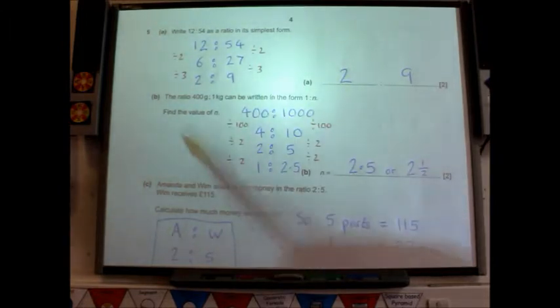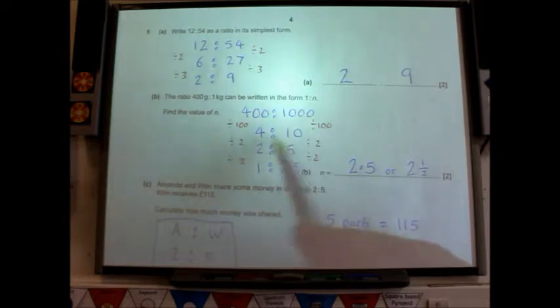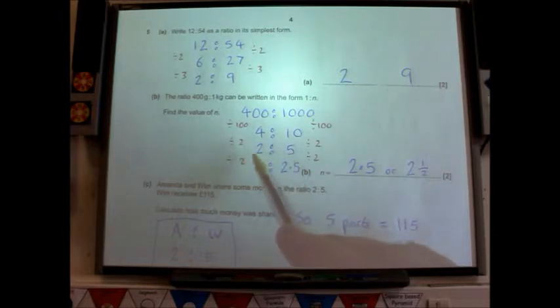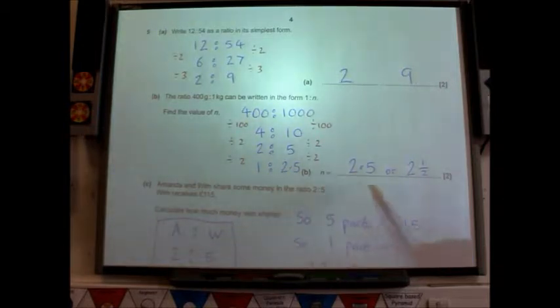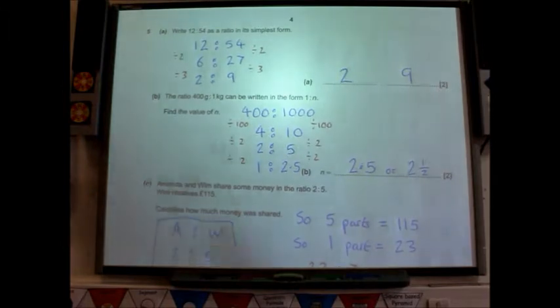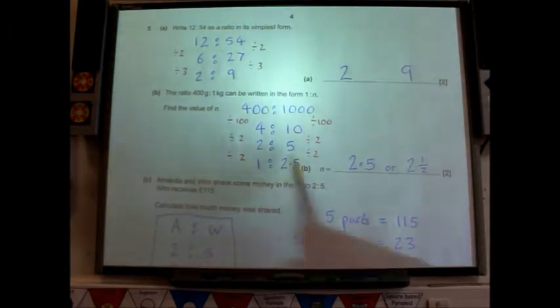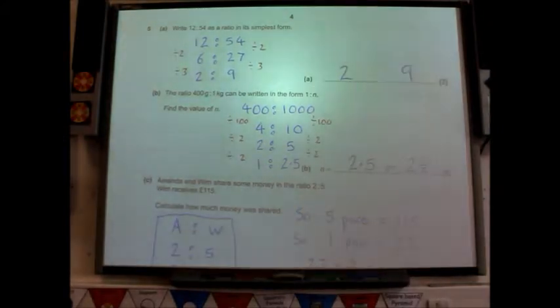Or kilometre we say. But what I've done, I've divided both sides by 100 to give me 4 to 10. Then divided both sides by 2 to give me 2 to 5. And because I want this to be 1, I've halved it. Then I halve this side, so it's 1 to 2.5. So n would be 2.5. Strictly speaking, you shouldn't have a ratio like this. We like to keep them as integers or whole numbers, but in this case it's absolutely fine.